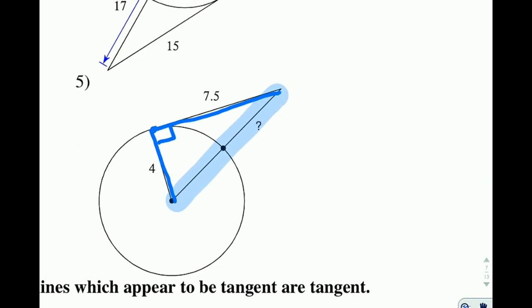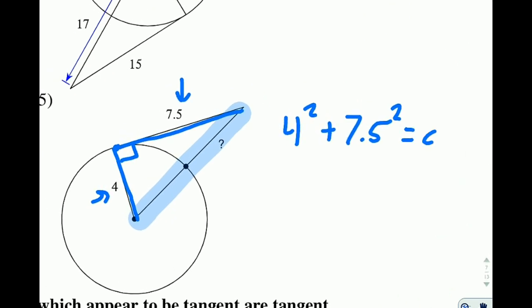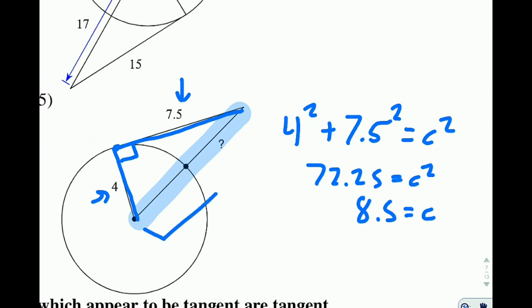So let's do that. We have small side number 1, 4 squared, plus small side number 2, 7.5 squared, and that's going to equal our unknown side, c squared. So if we plug this into our calculators, we get 4 squared plus 7.5 squared, and that is 72.25 equals c squared. And if we take the square root of that, we get 8.5 is equal to c. So this side is 8.5 long.